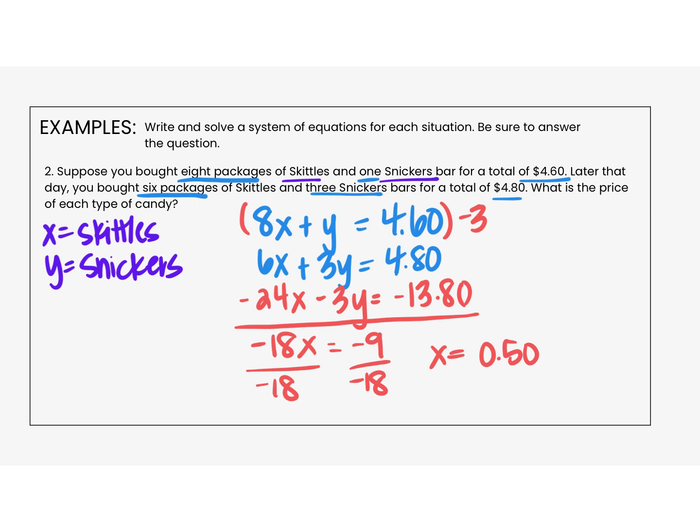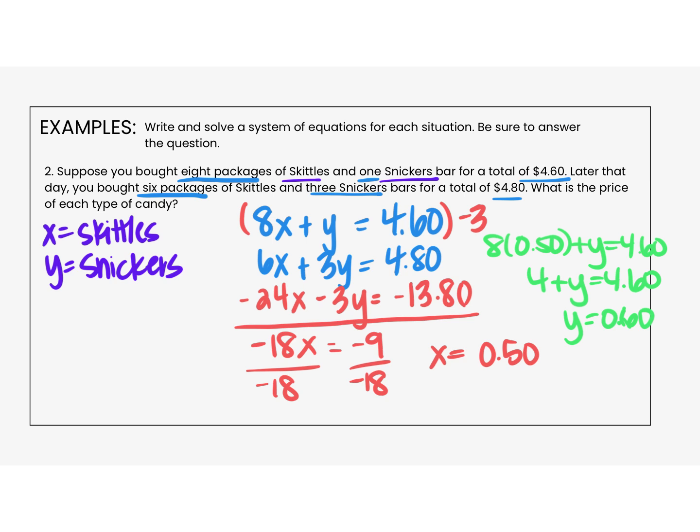So let's take that and plug it in to solve for y. We already have x. So I'm going to take 8 times my 0.5 plus y equals 4.60. That gives me $4. So y equals 0.6.